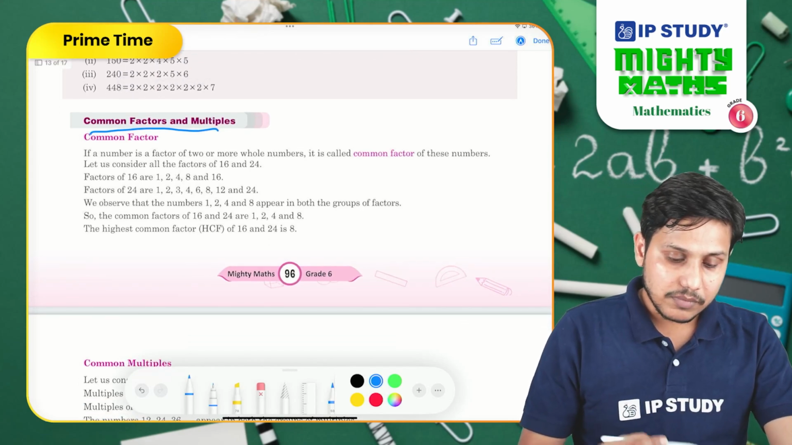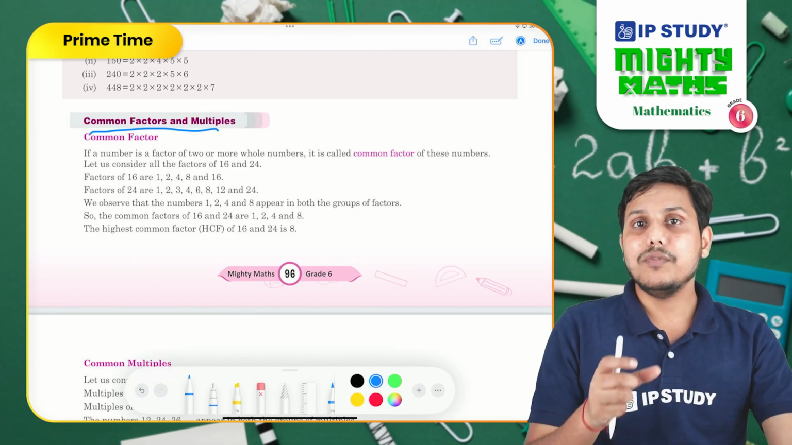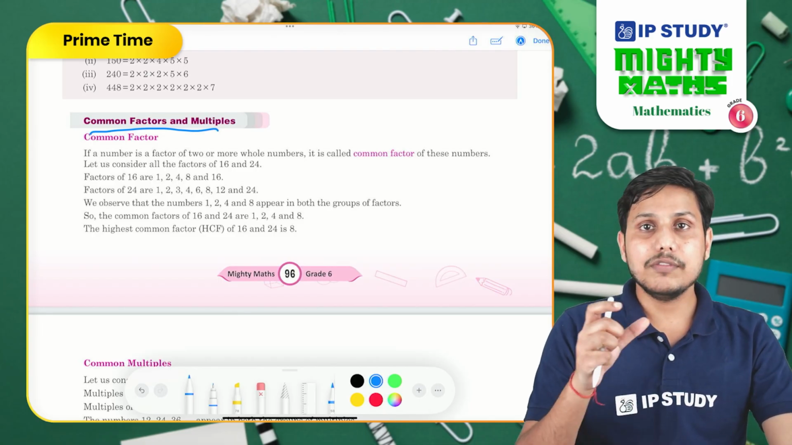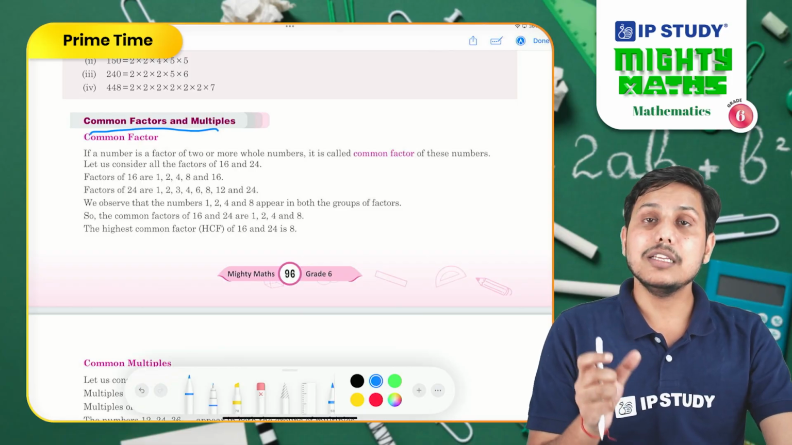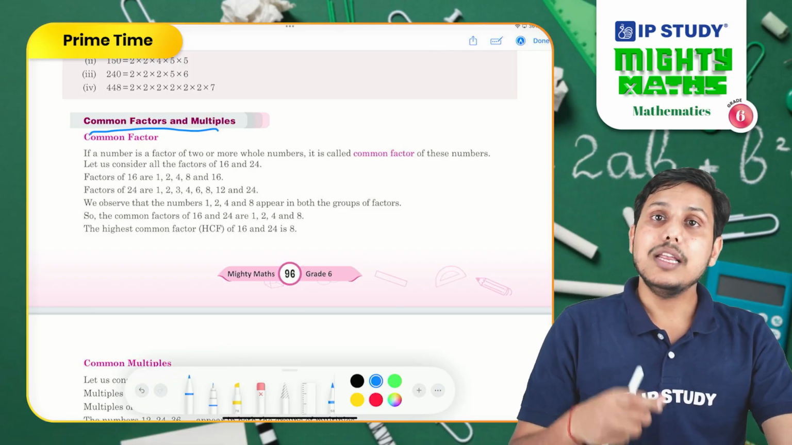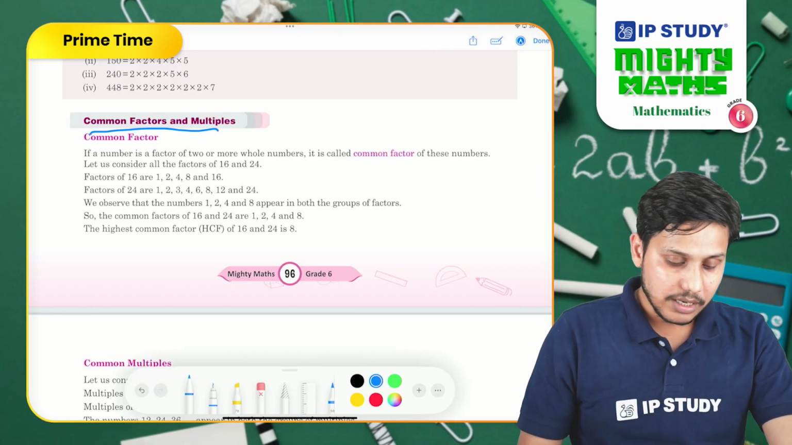Now, what are common factors? Similar to common multiples, we will find the factors of the given numbers, which will be a limited amount of factors. And after that we'll find the common factors that we have in both the numbers.